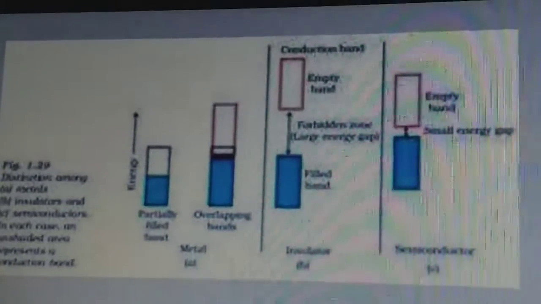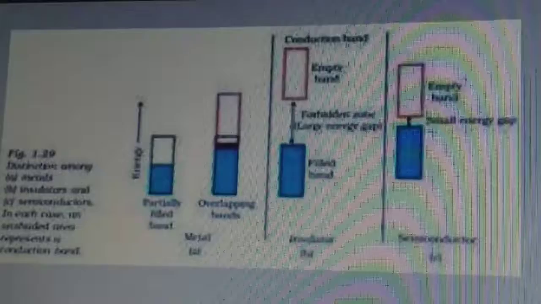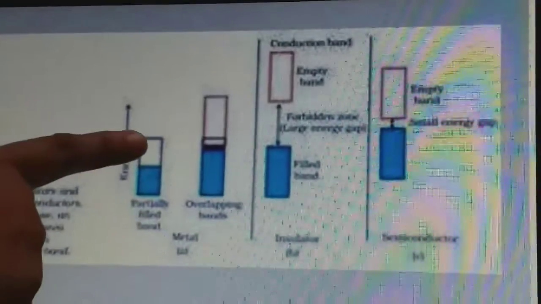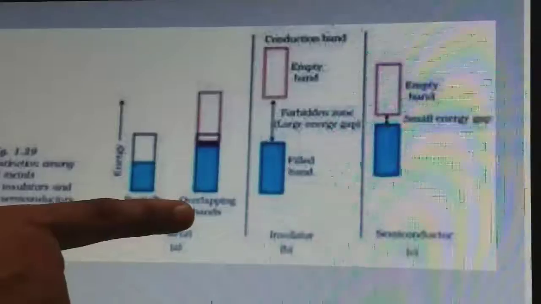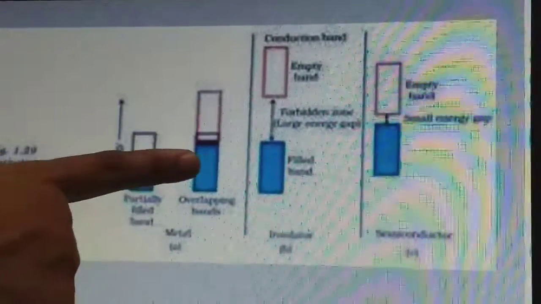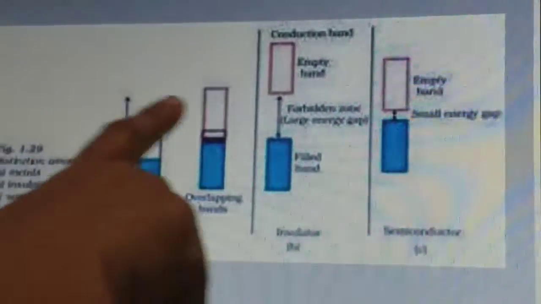And here the picture shows, the first picture shows the metals. In the metal, two bands are there. One is a valence band, another is a conduction band. The top one is the conduction band and the bottom portion is the valence band. The valence band may be partially filled or fully filled. If partially filled, the electron jumps from the partially filled orbital to the empty band. Or sometimes overlapping of atomic orbitals occurs, and because of overlapping, electrons jump from the filled band to the empty band. These are all called conductors.